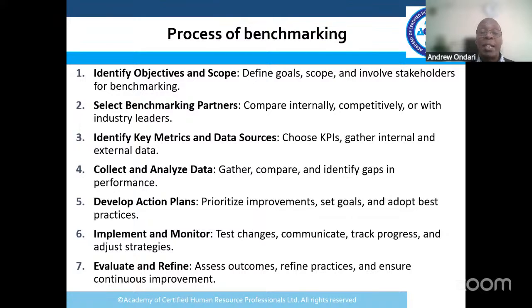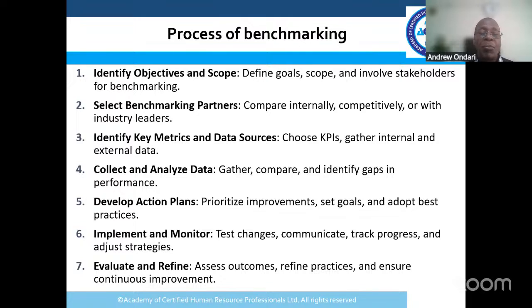Otherwise, if you choose one, you may never know whether that is the only one that is doing the same thing. So select 3, 4, 5 partners, and that will give you an indication of the common best practices that are implemented in those organizations. And those are the ones that we can borrow because they have worked elsewhere.